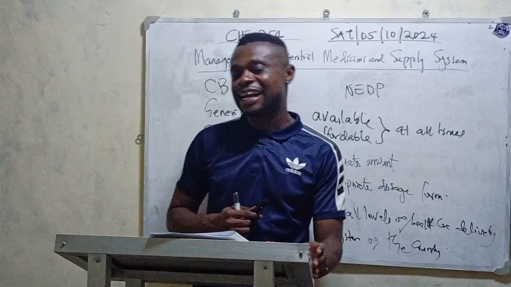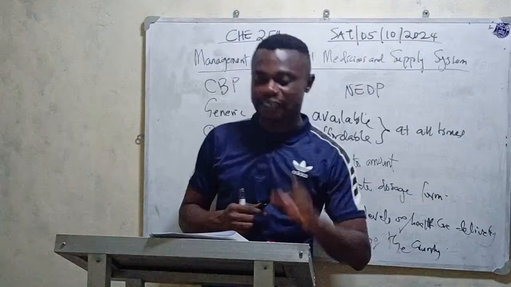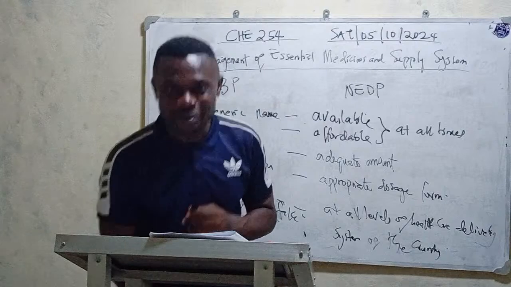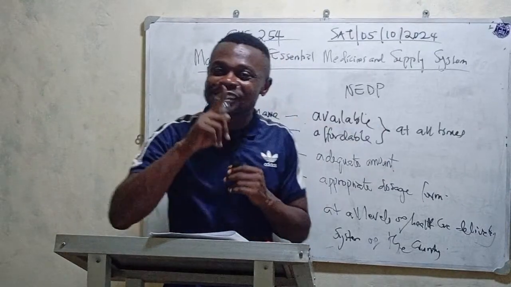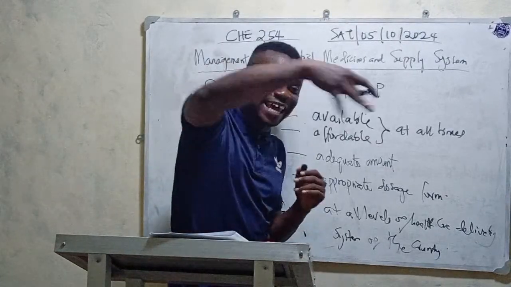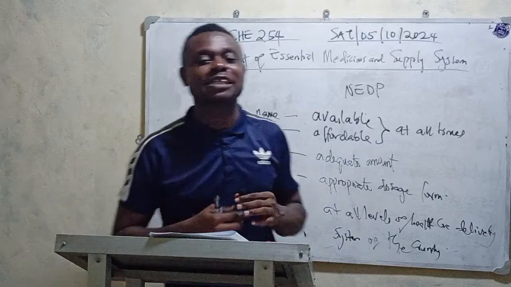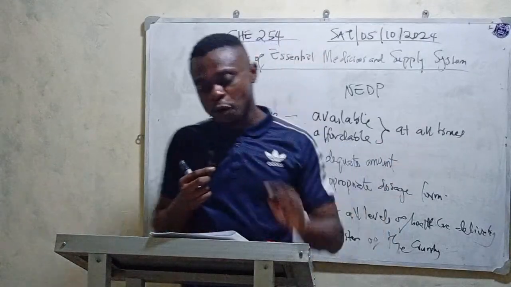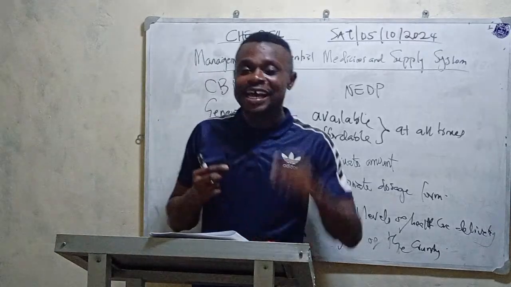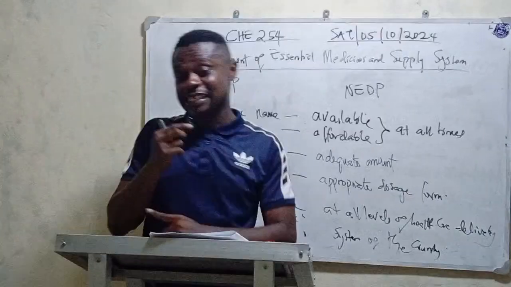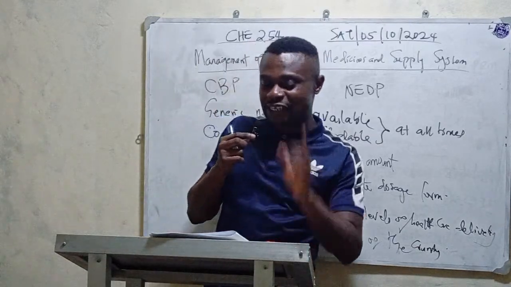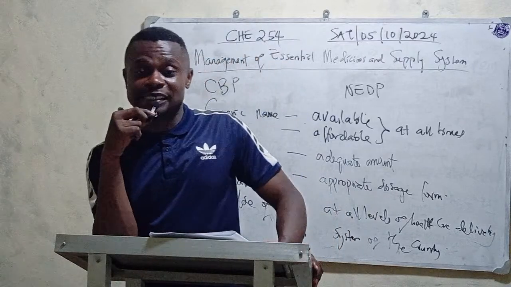Now let me look at the factors that determine the drugs to be selected. The first factor is what? Prevailing health problems. Yes, in that environment, what is the prevailing health problem? What do patients suffer from more in that locality is very important. You start from that, the drugs that treat those. Then you also consider the training of these health workers in this facility. It's not all drugs that can be handled by anybody. So consider the level of training of the healthcare workers in that facility.